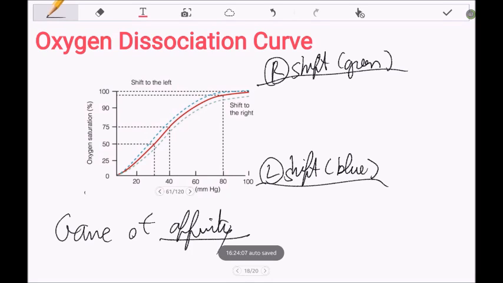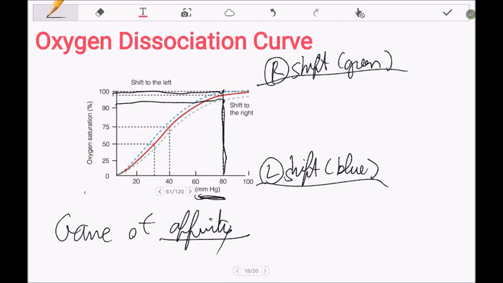When the oxygen dissociation curve shifts towards the right, that means that given the same partial pressure of oxygen down here, let's take 80 for example, given a pressure of 80, it will lead us to a lower O2 sat compared to the blue, which at 80 has a higher O2 sat. Now, what does that mean?